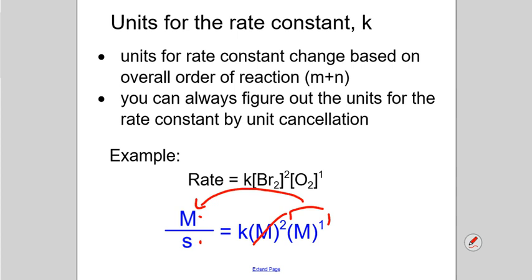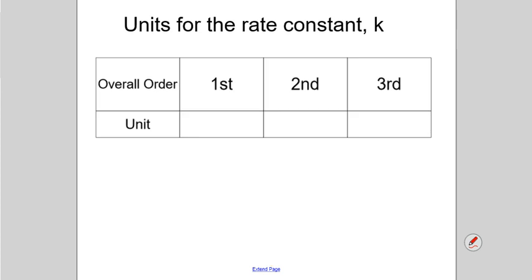So that means that k here would have to equal molarity to the negative second times seconds to the negative first. That would cancel out with the molarity squared. I would have the seconds to the negative first, which is what I have here, and then I have my molarity. So that's how I can figure it out by cancellation. The other way you can figure it out is if you just know the overall order, because the units are always the same on k. For first order, the units on k should be seconds to the negative first.